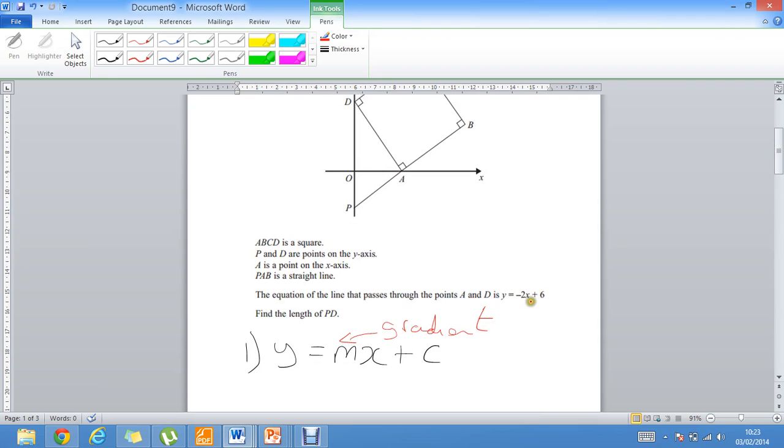So from looking at this, you should be able to identify the point D. I don't want to tell you now, but the point D you should be able to identify. Just have that thinking going on in the back of your head.